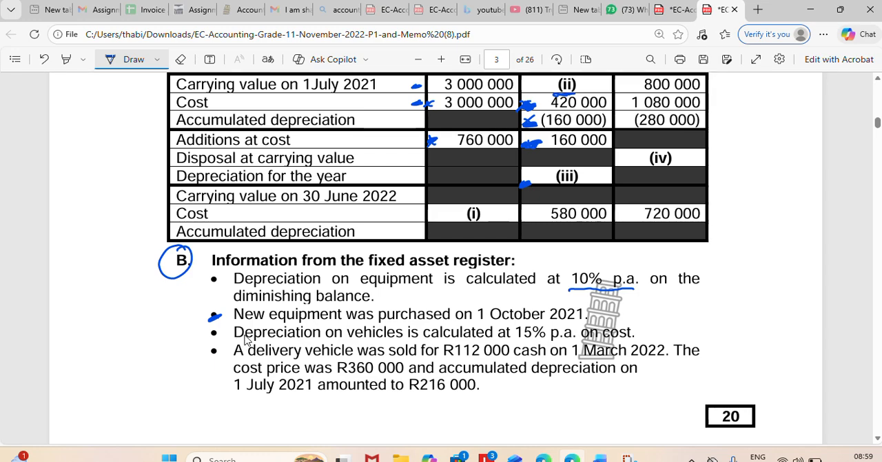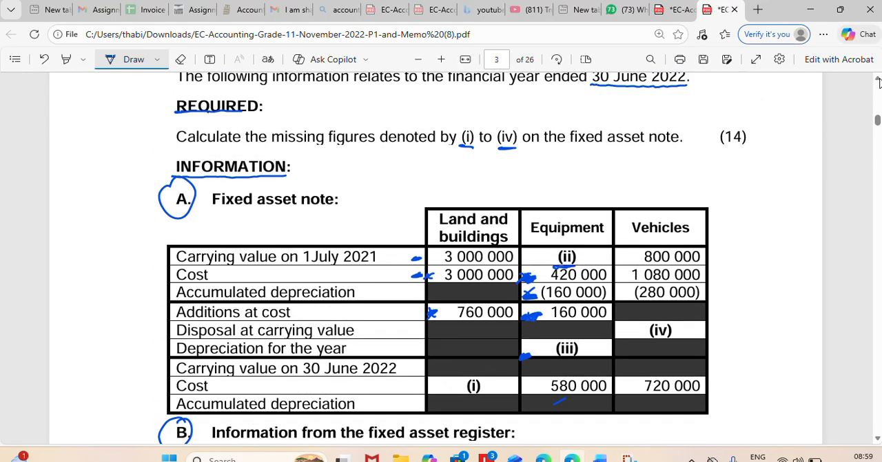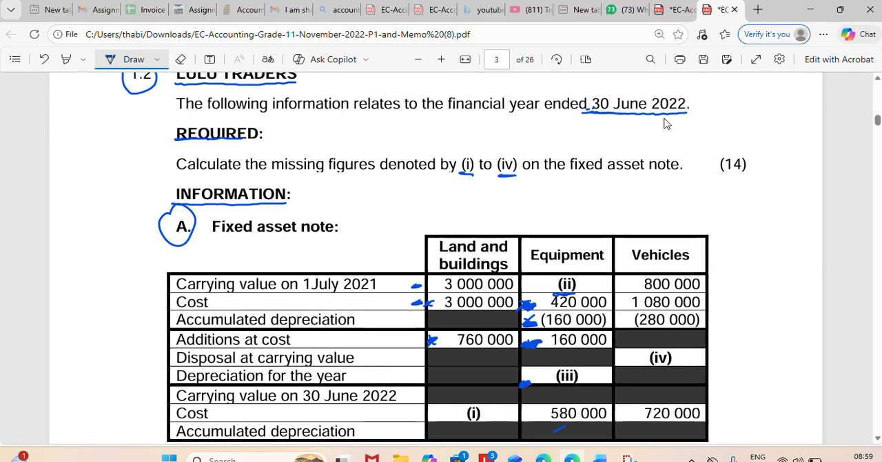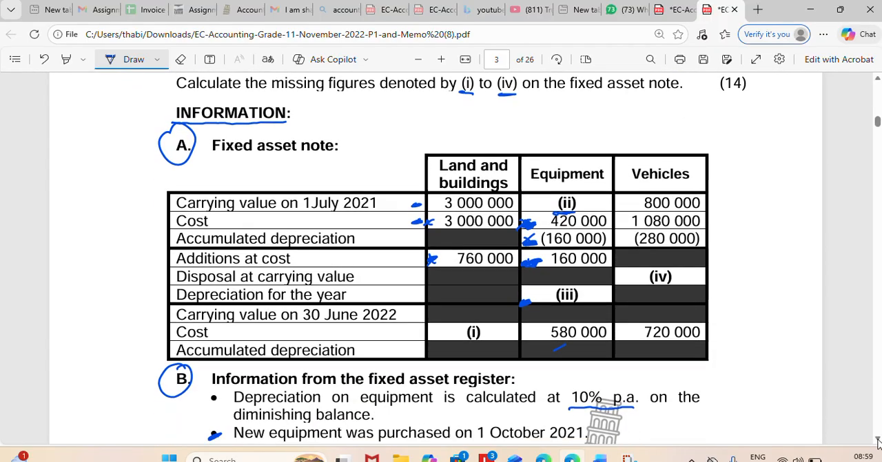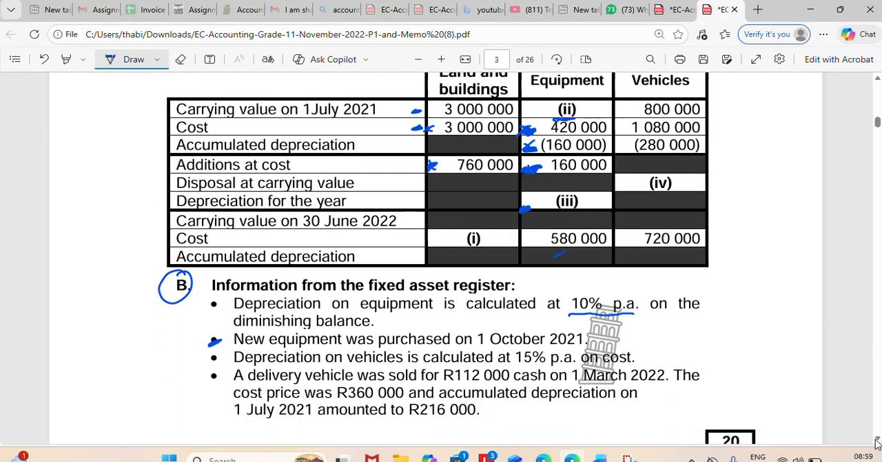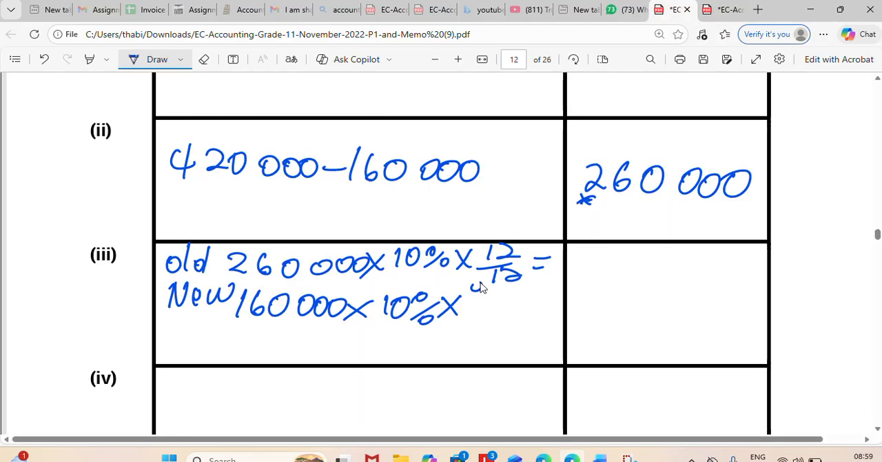So it means we had this equipment from 1st October 2021 up until the year end. Remember, the year end is on the 30th of June 2022. So you're going to count from 1st October up until the 30th of June 2022. So it is October, November, December, Jan, Feb, March, April, May, June. So it is how many months? 9. We multiply by 9 over 12.